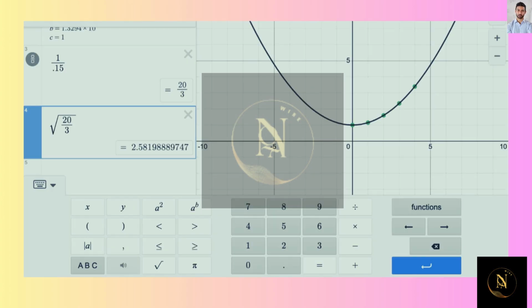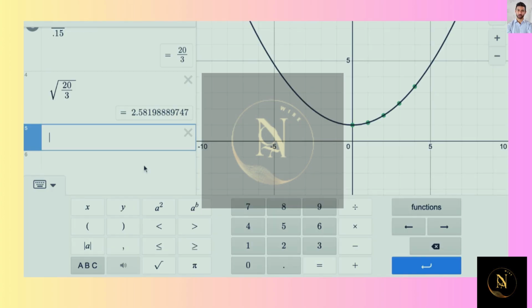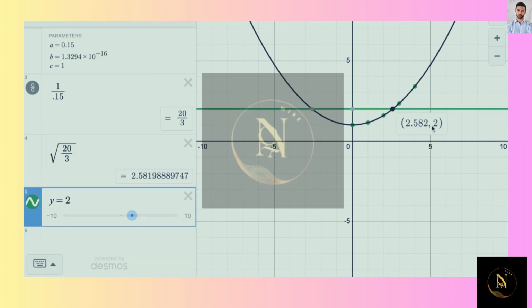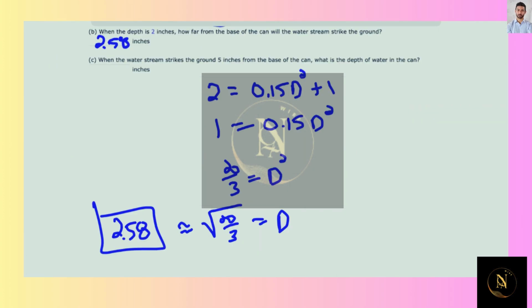We can confirm this with the graph too. If we just graph y equals 2, then we can see that it has a depth of 2 at 2.58 inches.